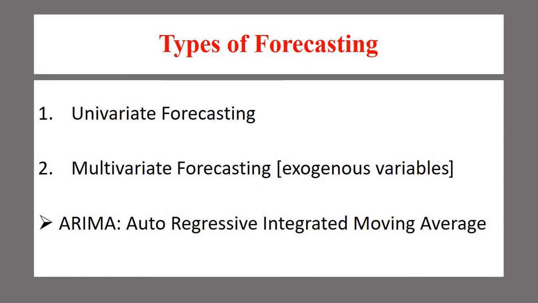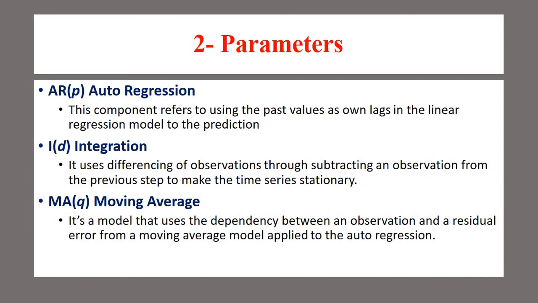ARIMA is short for autoregressive integrated moving average. There are 3 parameters here. Autoregression, which is the P, uses past values as lags to apply a linear regression model. So when you use previous data to make the prediction, it is a type of autoregression. And the second component is the integration, which is recognized by the D in the ARIMA model.